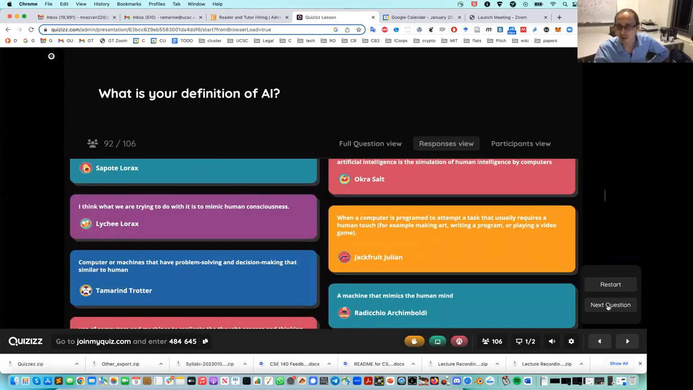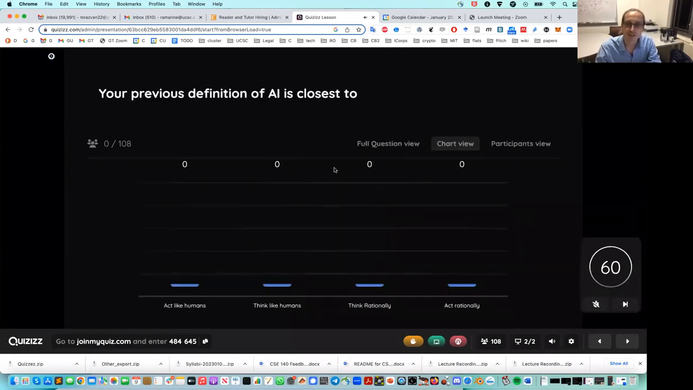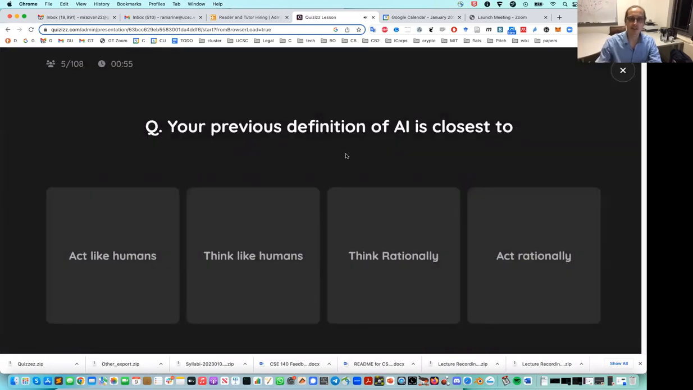So let's go to the next question. We have one more question in the quiz, and then that's the final one. So 3, 2, 1. Your previous definition of AI is closest to which one of the four that we spoke about? Act like humans, think like humans, think rationally, or act rationally? Only 5 seconds left. You can choose multiple answers, by the way.